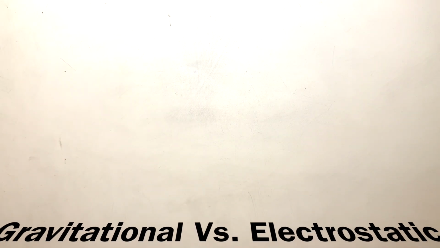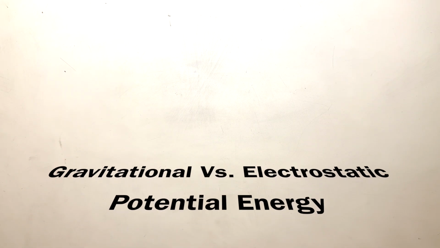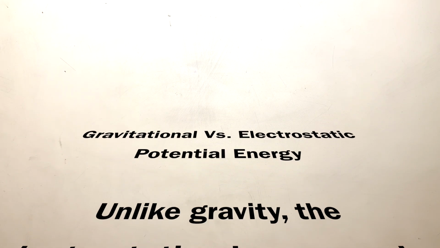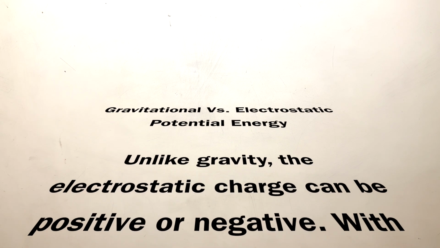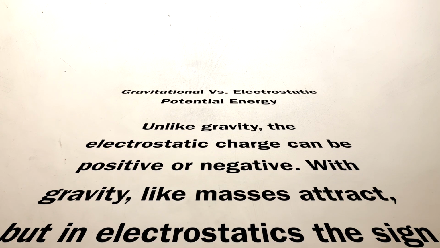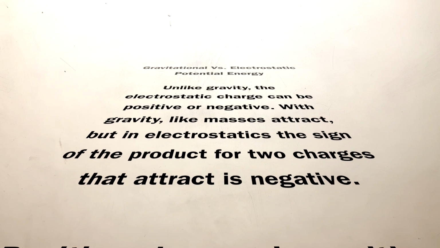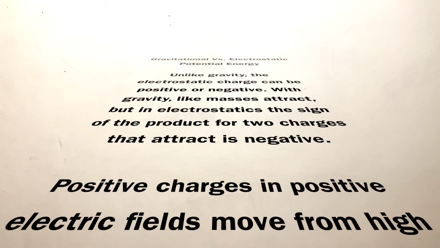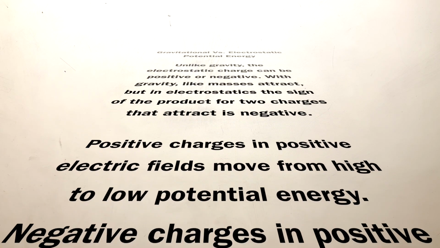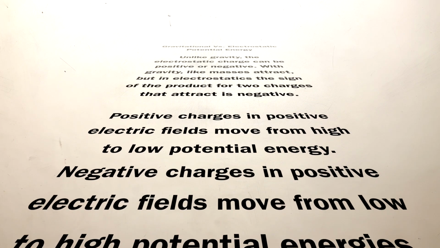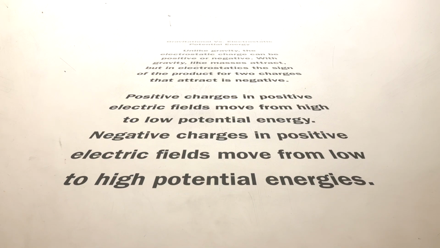Well, there's nothing to really draw here, but I can say that unlike gravity, the electrostatic charge can be positive or negative. In gravity, like masses attract, but in electrostatics, the sign of the product for the two charges that attract is negative. So positive charges in positive electric fields move from high to low potential energy. Negative charges in positive electric fields move from low to high potential energies.